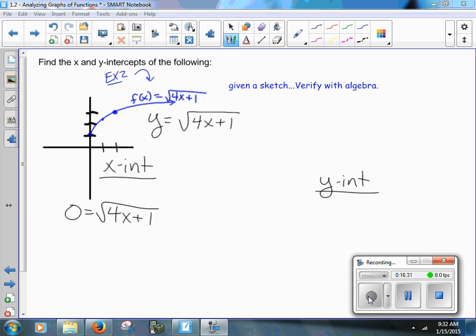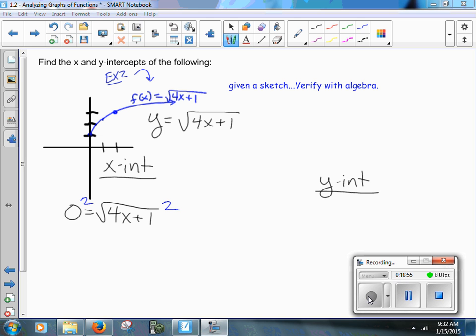Now, how in the world am I going to solve that? I don't like that radical, do y'all? How come? To get rid of the radical. If I want to get rid of the radical, then square the right side. But if I square the right side, then I have to do what? I have to square the left.